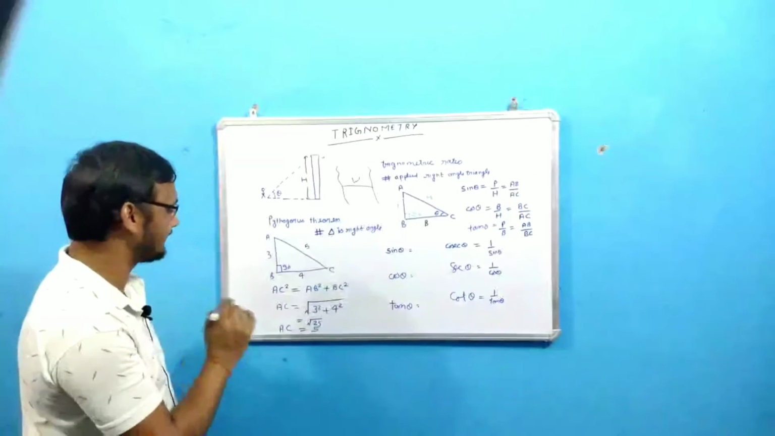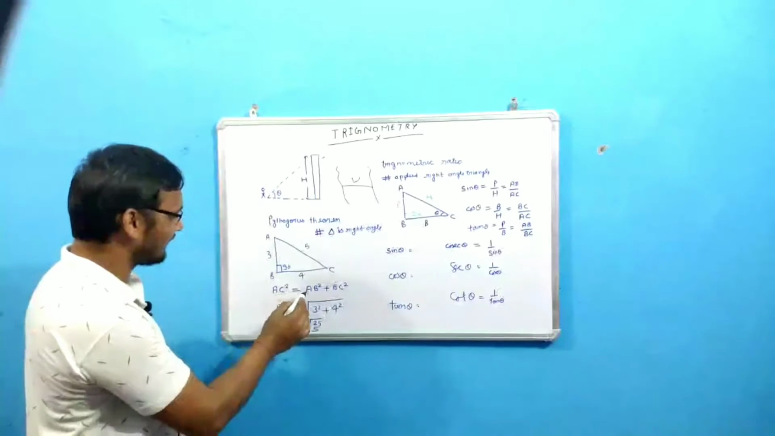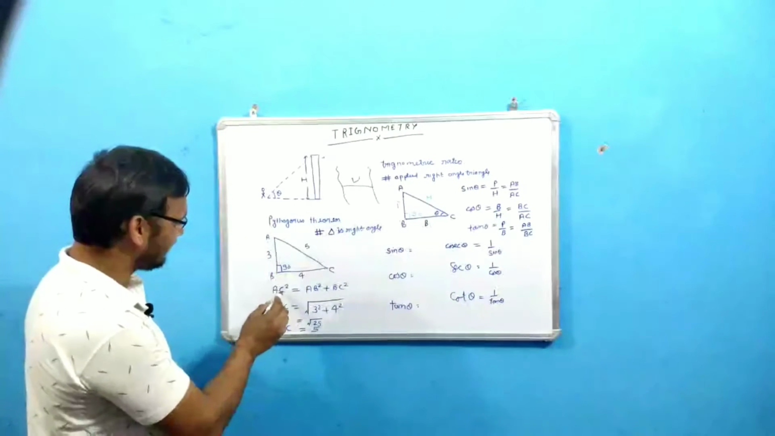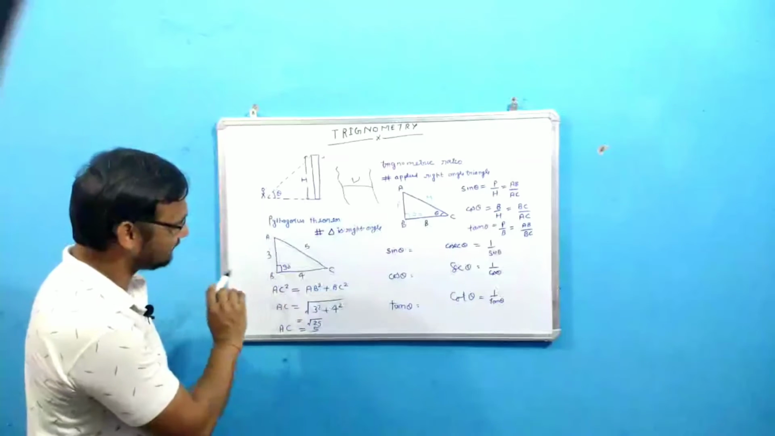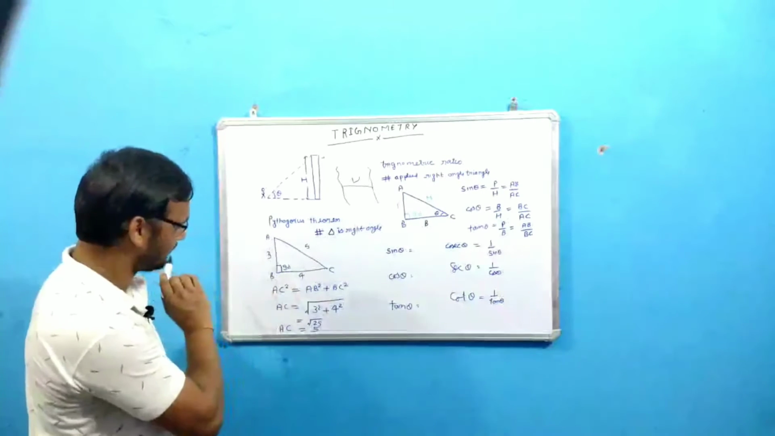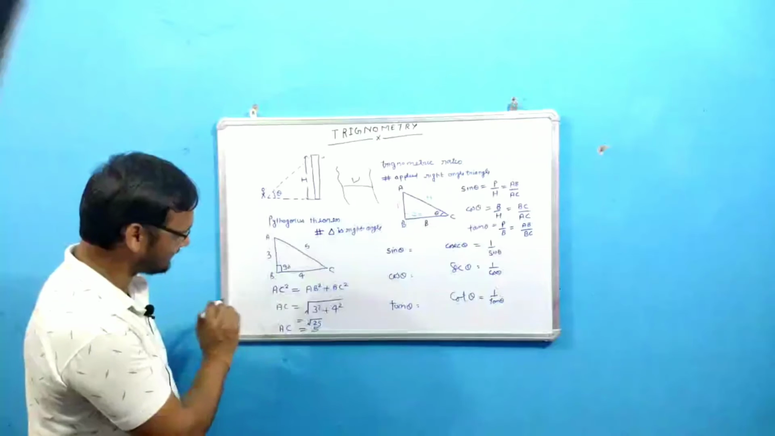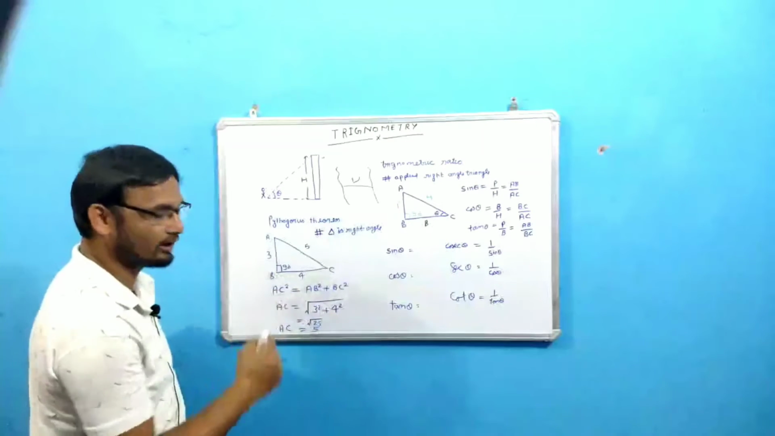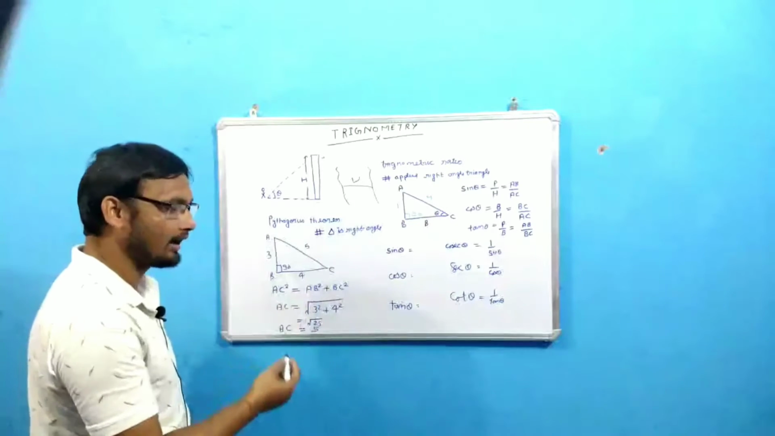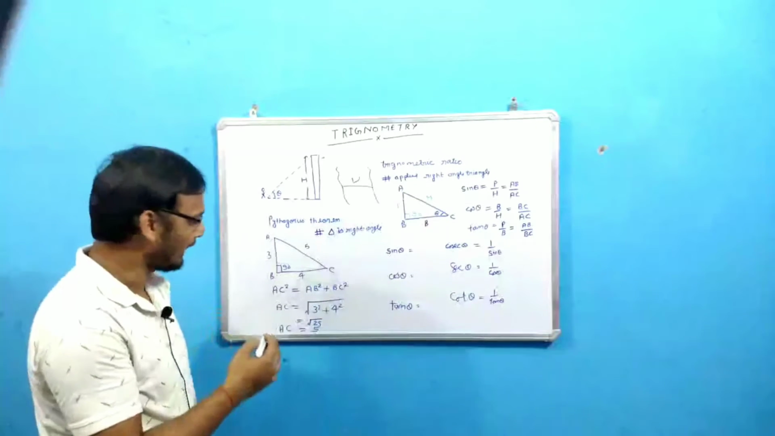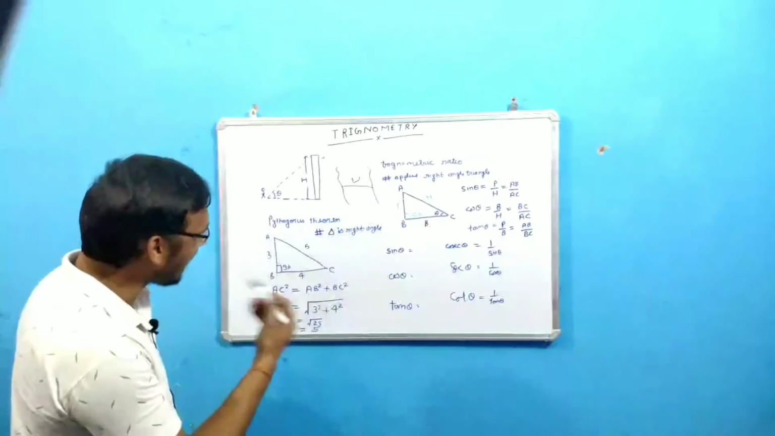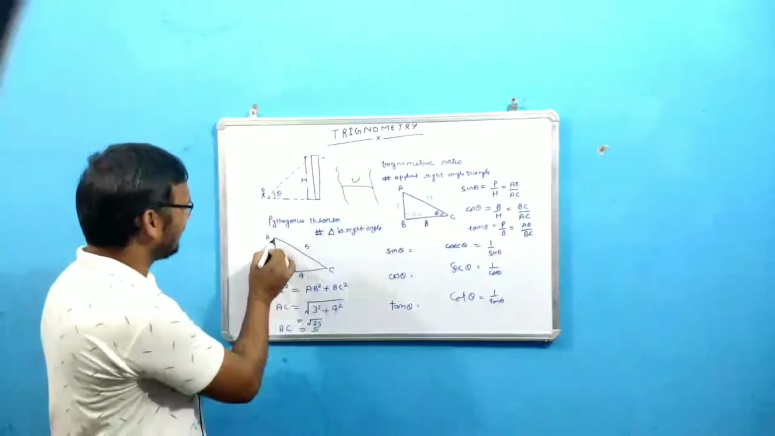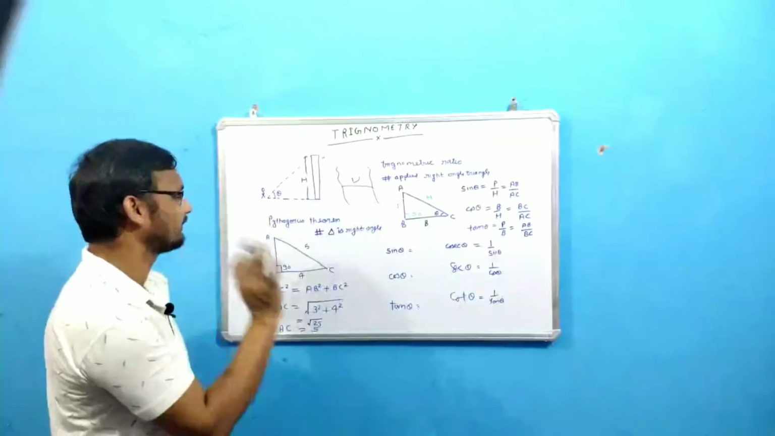The relation between the sides is AC square equals AB square plus BC square. When we put AB equal to 3 and BC equal to 4, we can obtain AC. 3 square is 9 and 4 square is 16. The addition is 25, and the root of 25 is 5. Then we can obtain AC equal to 5.